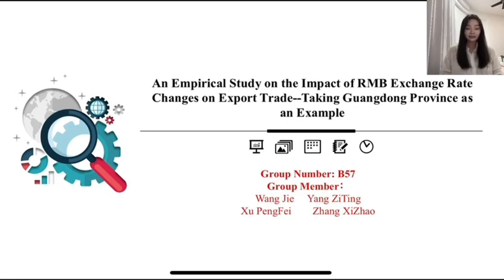Today, we'll introduce an empirical study on the impact of RMB exchange rate changes on export trend, taking Guangdong province as an example. Okay, let's begin now.